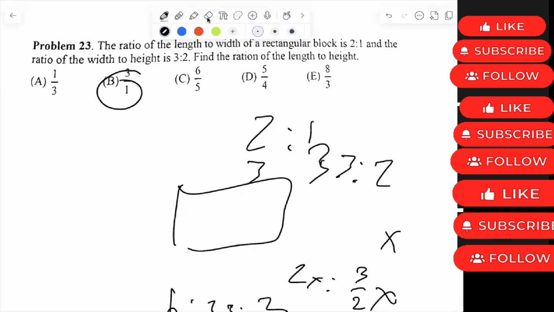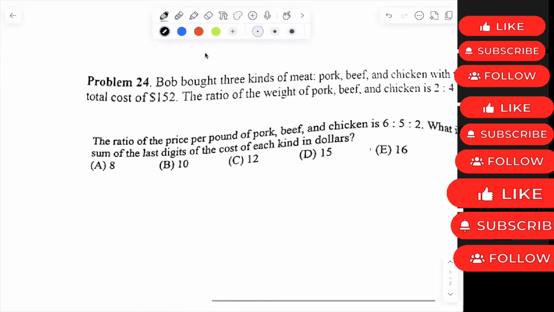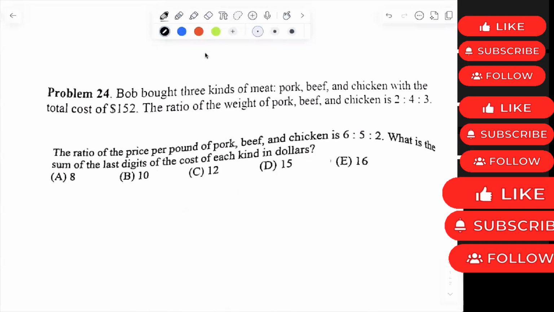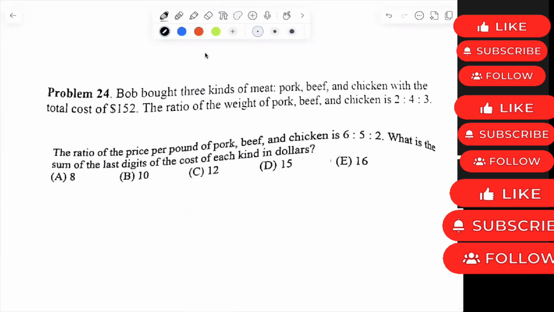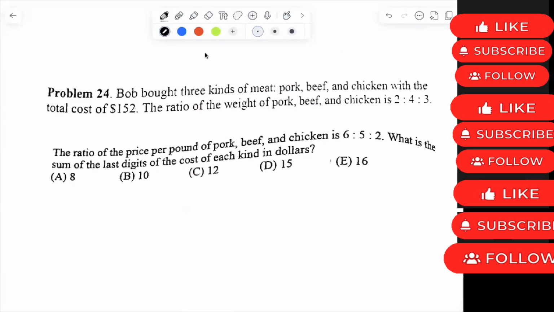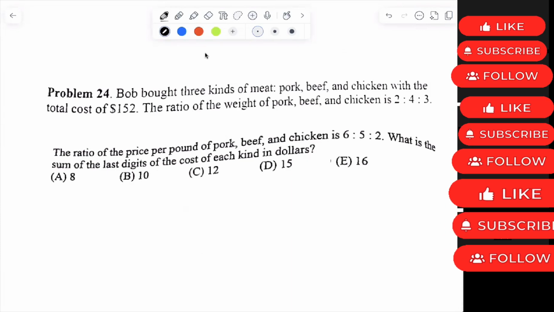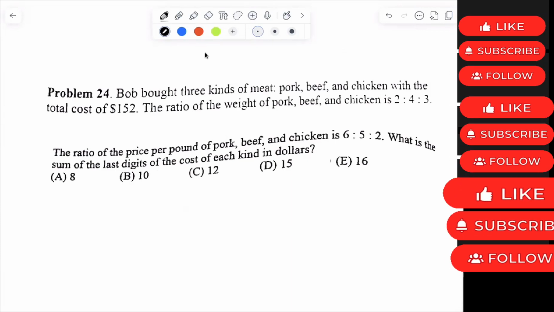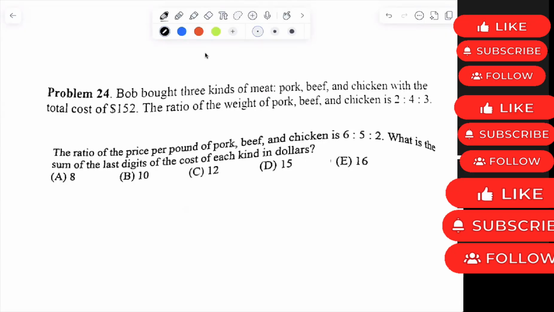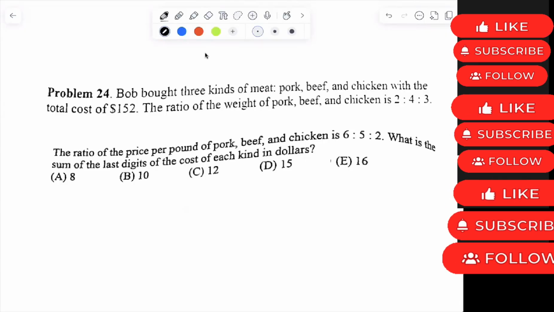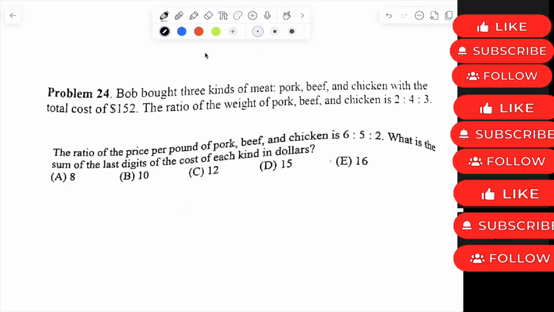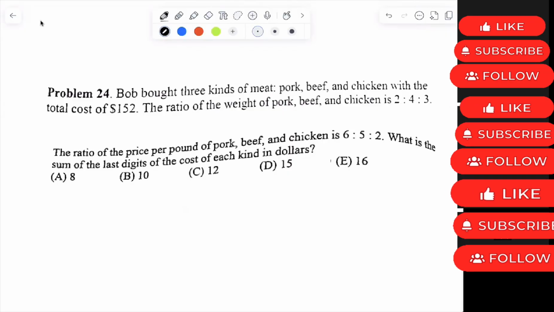Alright, let's move on to problem 24. Bob bought 3 kinds of meat: pork, beef, and chicken, with the total cost being $152. The ratio of the weight of pork, beef, and chicken is 2 to 4 to 3. The ratio of the price per pound of pork, beef, and chicken is 6 to 5 to 2. What is the sum of the last digits of the cost of each kind in dollars? Also, guys, try this question in chat.